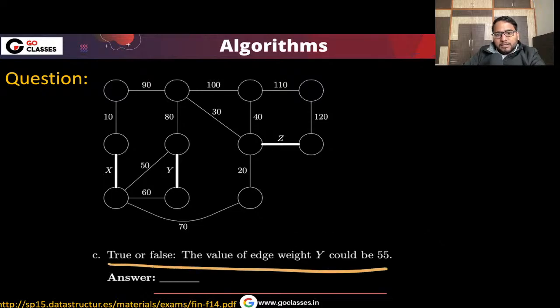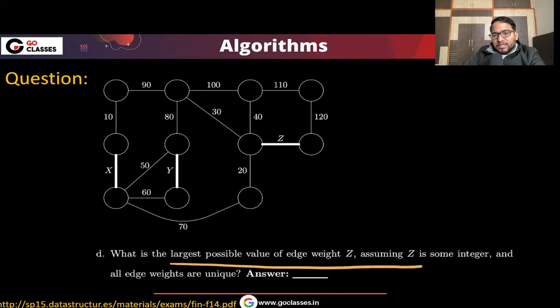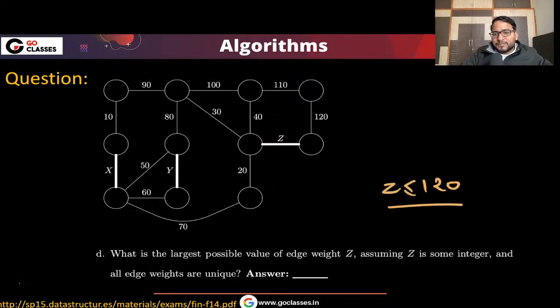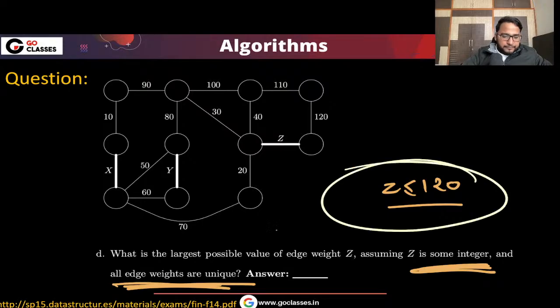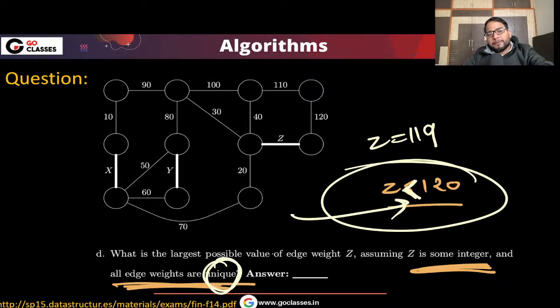The next question they are asking is, can the value of Y be 55? See, yes, this can be 55, right? This is true. What is the largest possible value of Z, assuming that Z is some integer and all edge weights are unique? See, Z is less than or equal to 120. But they are saying the largest possible value, assuming that it is some integer first of all, and all edge weights are unique. Now can you tell me the largest value of Z? The largest value of Z will be 119, right? If all edge weights are unique, then this is 119.